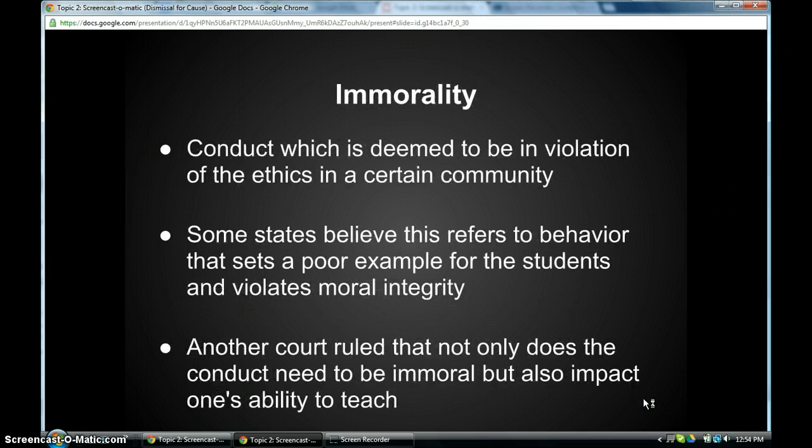Immorality: conduct which is deemed to be in violation of the ethics in a certain community. Some states believe this refers to behavior that sets a poor example for the students and violates moral integrity. Another court ruled that not only does the conduct need to be immoral, but it must also impact one's ability to teach.